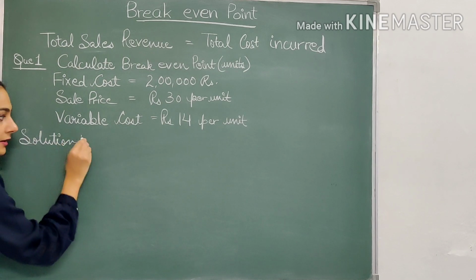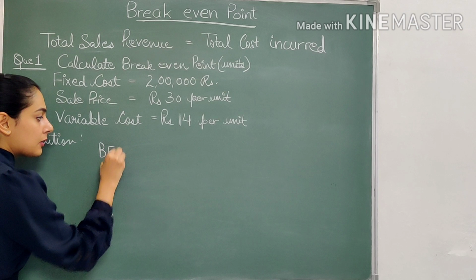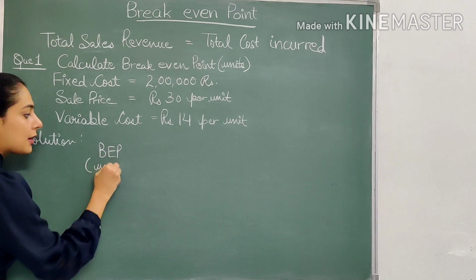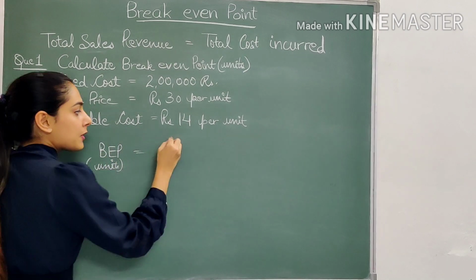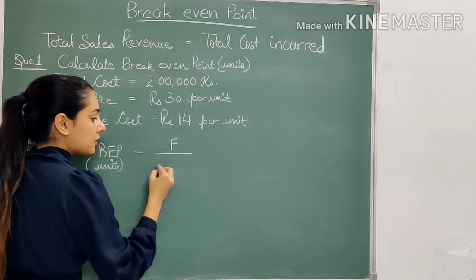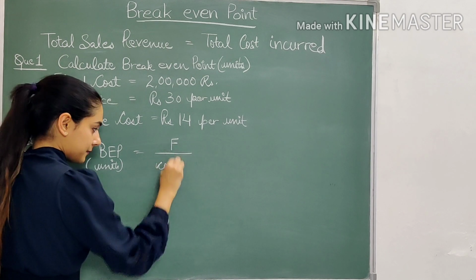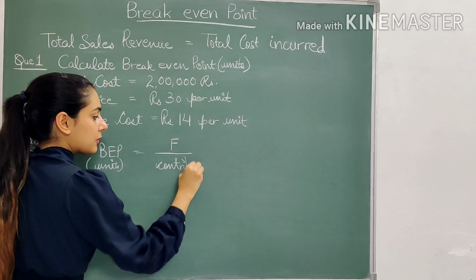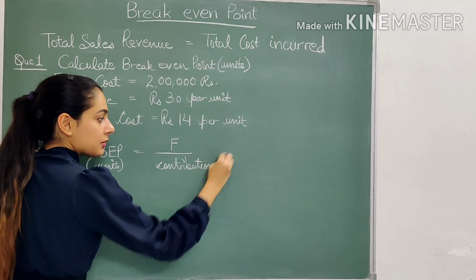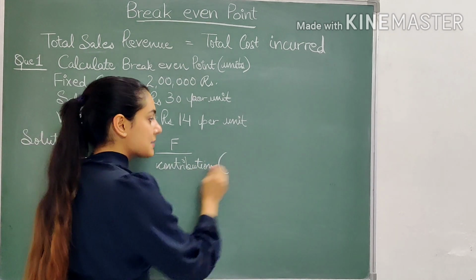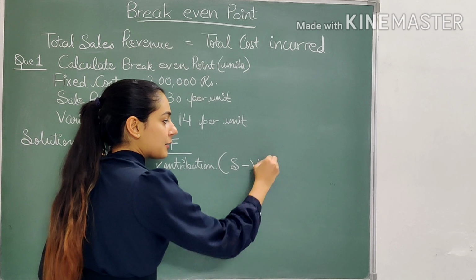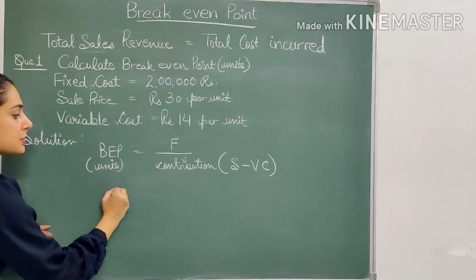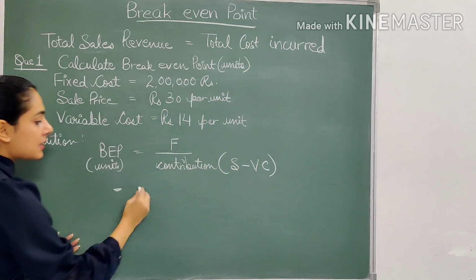you recently did that break-even point. The formula for break-even point to calculate in units is the fixed cost upon contribution. And contribution, the formula for contribution is sales minus variable cost. Now just fill it up. Fixed cost is given as 2 lakh.